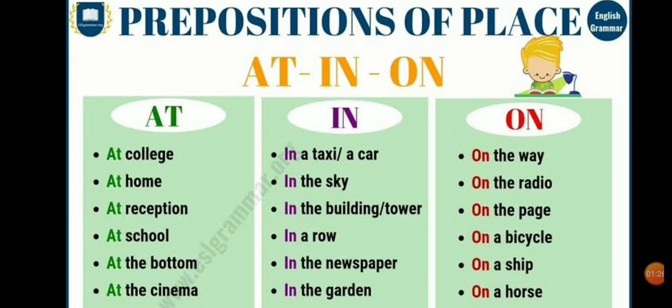We use in when we think of a place as an area. Example: in a taxi or a car, in the sky, in the building or a tower, in a row, in the newspaper, in the garden. We use on when we think of a place as a surface. Example: on the way, on the radio, on the page, on a bicycle, on a ship, on a horse.